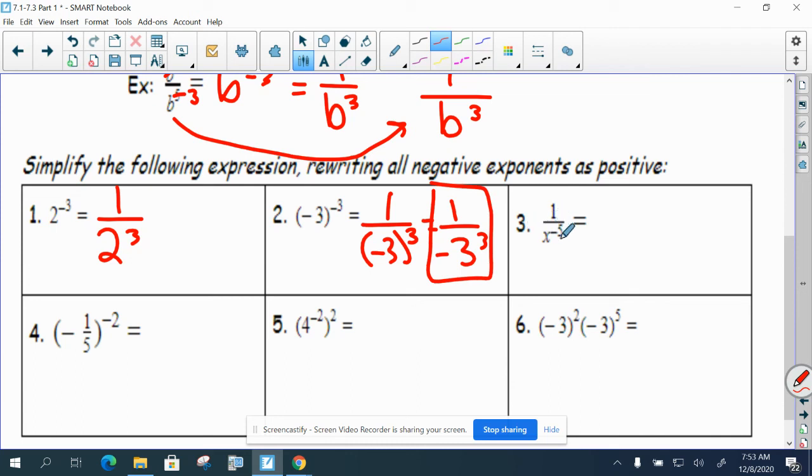Right here, the negative power is in the denominator, so you would move it up to the numerator. So it'll just be x to the fifth. All right, here.